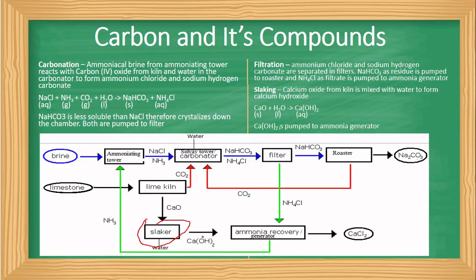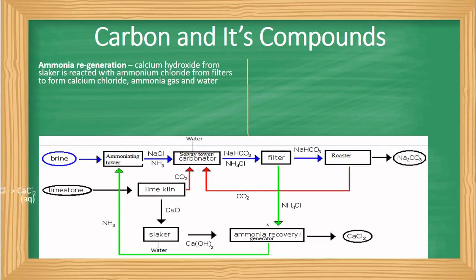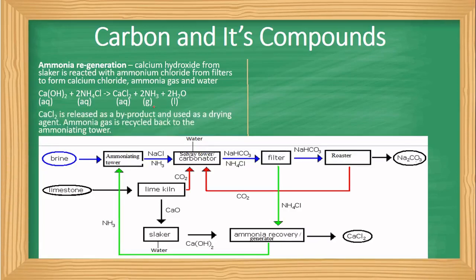The equation is as presented there. So the calcium hydroxide that is formed is pushed to the ammonia recovery or ammonia generator chamber. Remember, here we also said that the ammonium chloride will come from filter, will come there. So what happens at the ammonia recovery? There's a process called ammonia regeneration here, and what happens here is that the calcium hydroxide from slaker is reacted with ammonium chloride from filters, and calcium chloride is formed, ammonia gas and water. So the equation is as presented there.